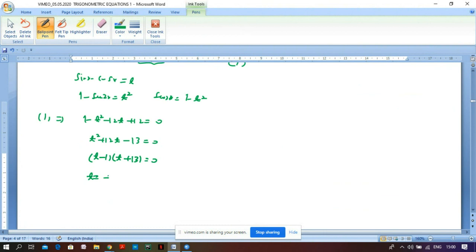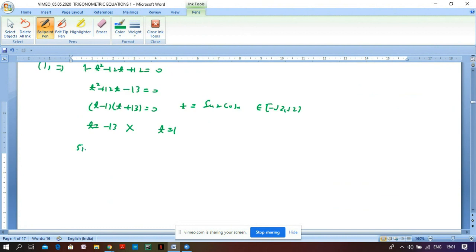Factorizing, t is minus 13 not possible, because t is sin x minus cos x, which we know is from minus root 2 to root 2. So that's not possible. So t equal to 1. So that is sine x minus cos x equal to 1.